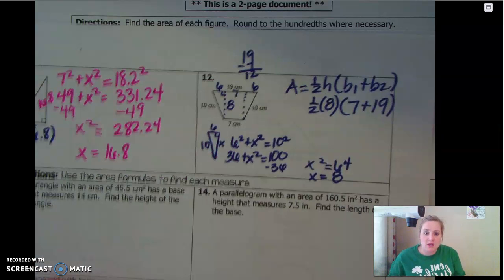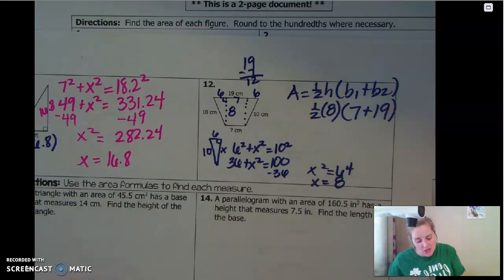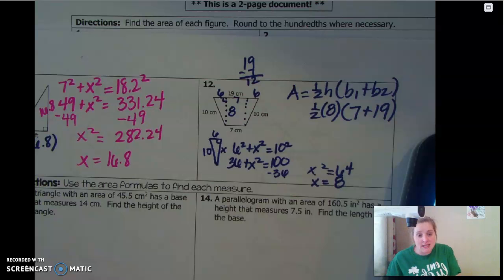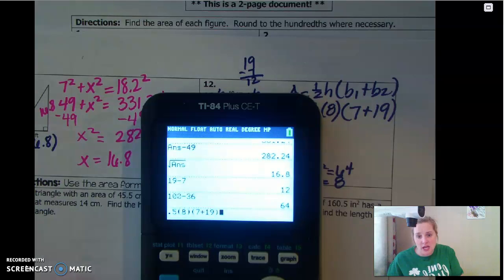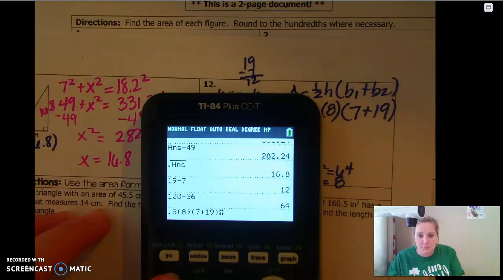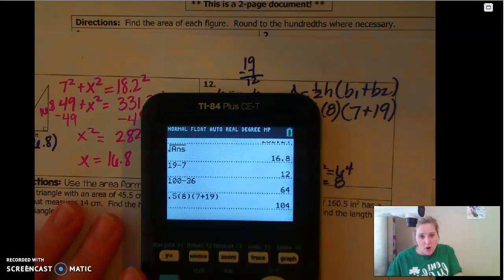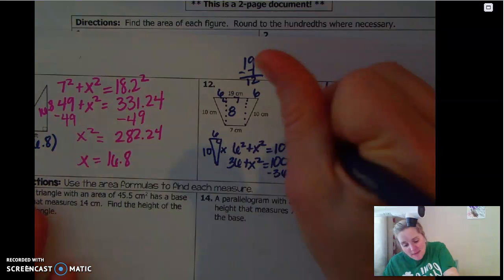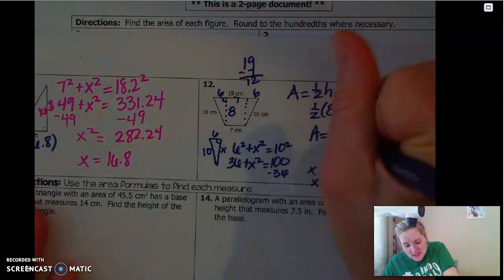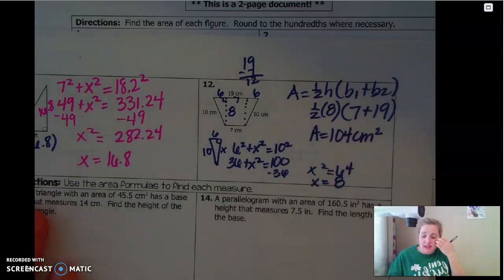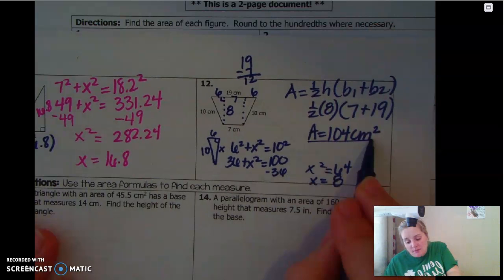Okay, so then you've got that. Then you would just plug that in your calculator. Half of 8, which you know is 4, and then 7 plus 19. I'm just being lazy and typing the entire thing straight into my calculator. I didn't even put in a fraction, I just left it as 1/2. That gives me 104. So the area of my trapezoid is 104 centimeters squared. Don't forget that all area is squared.